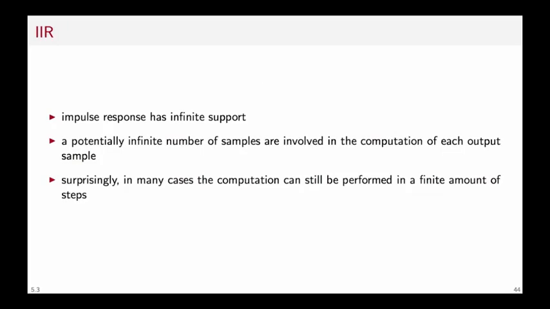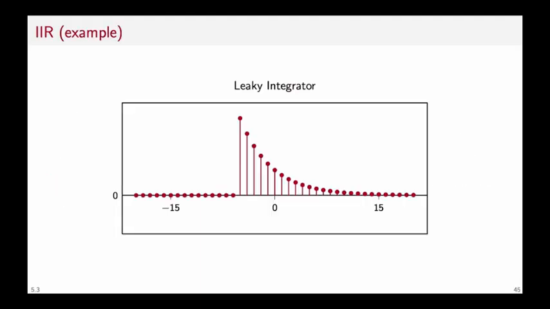IIR filters, on the other hand, have an infinite support for their impulse response. So potentially, an infinite number of samples are involved in the computation of each output sample. However, perhaps surprisingly, in many cases we can still compute each output sample in a finite amount of time. One notable exception is the class of ideal filters, which we will study shortly.